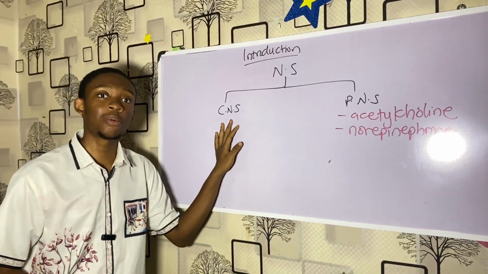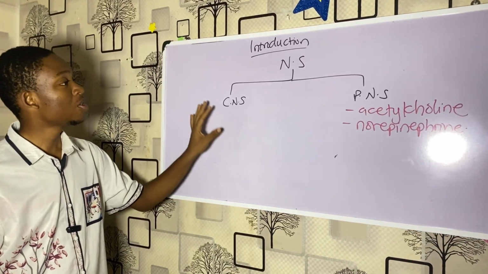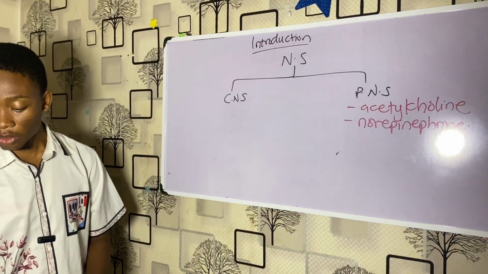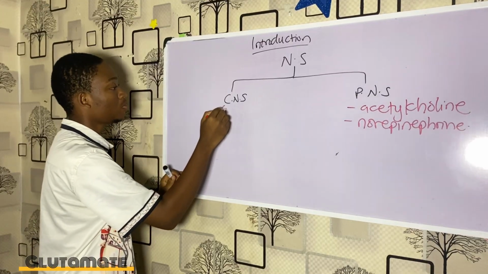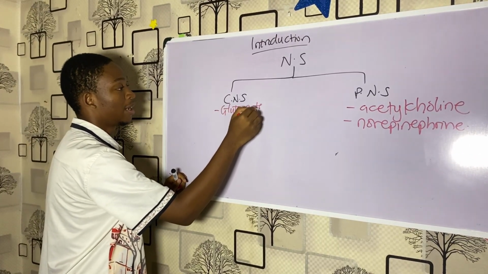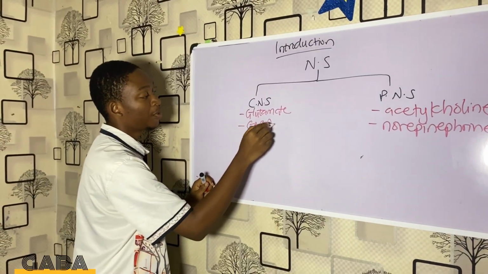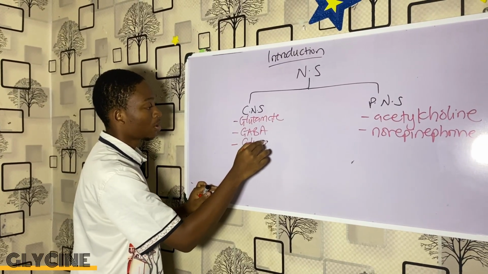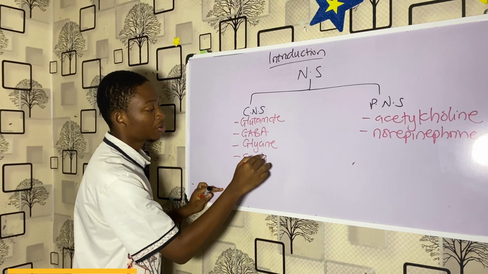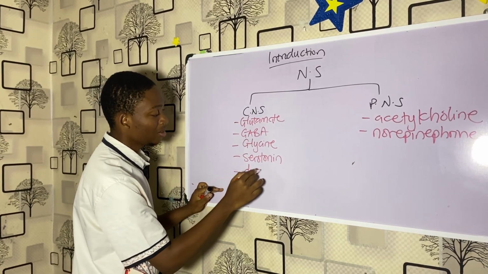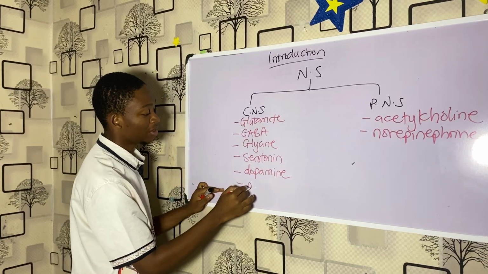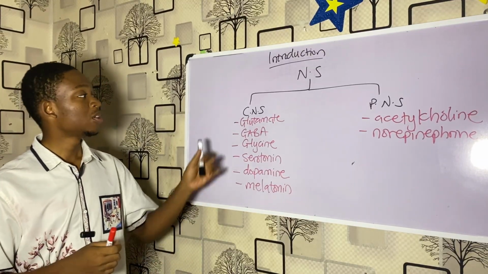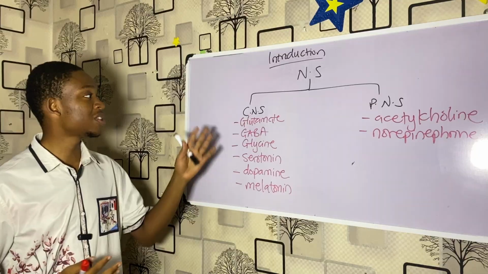Whereas in the central nervous system, the pharmacology is much more complex because we have many neurotransmitters, which include glutamate, GABA, which is short for gamma amino butyric acid, glycine, serotonin, dopamine, melatonin, and some others.